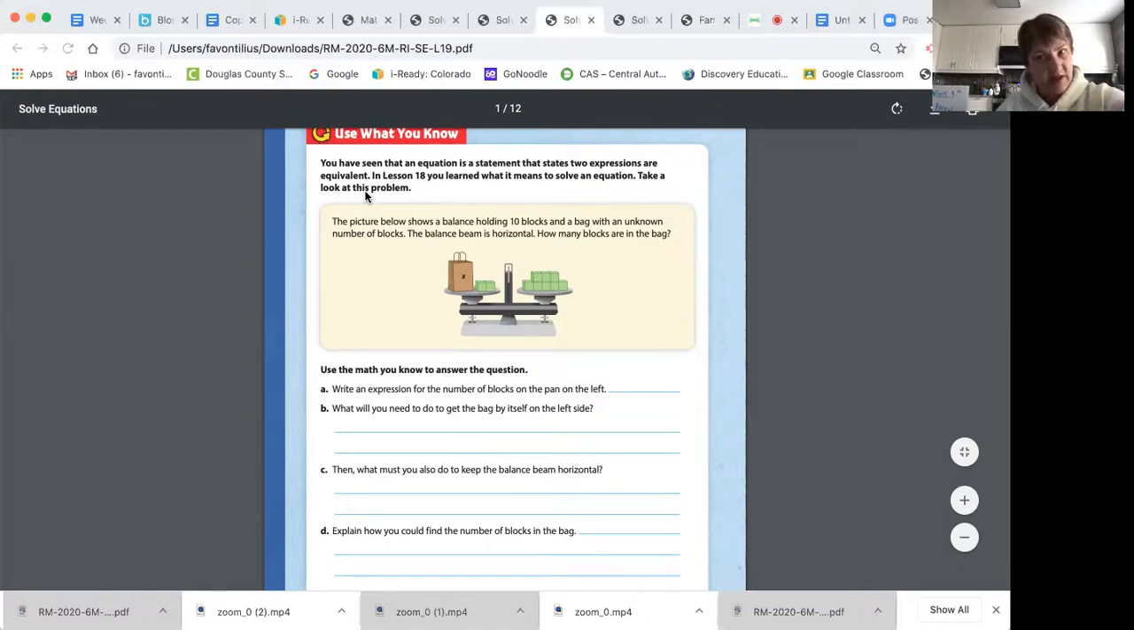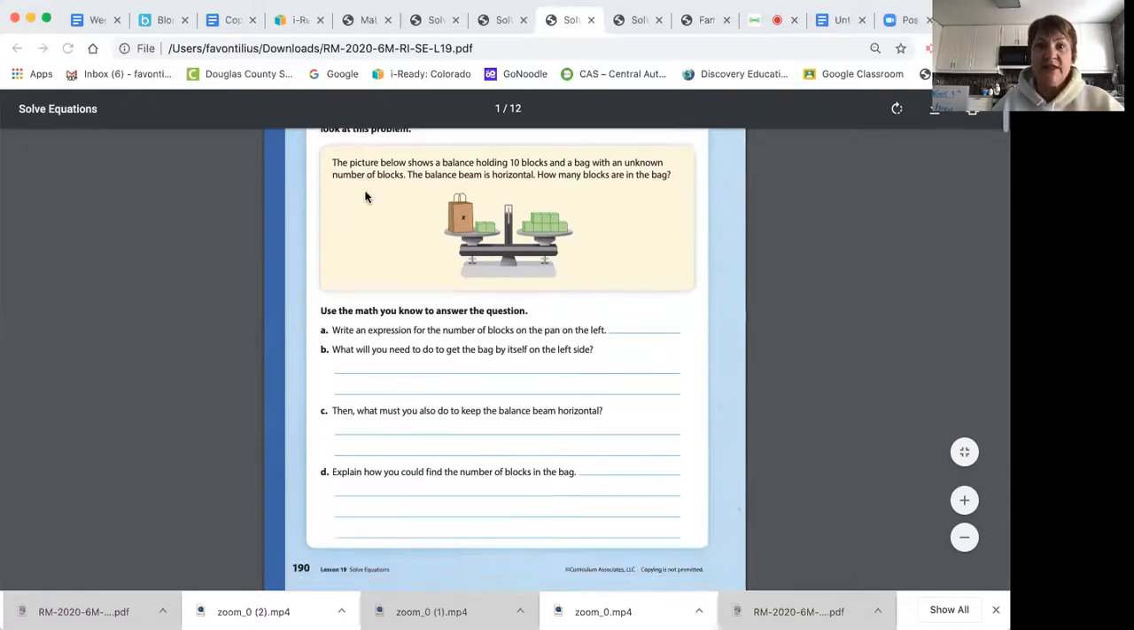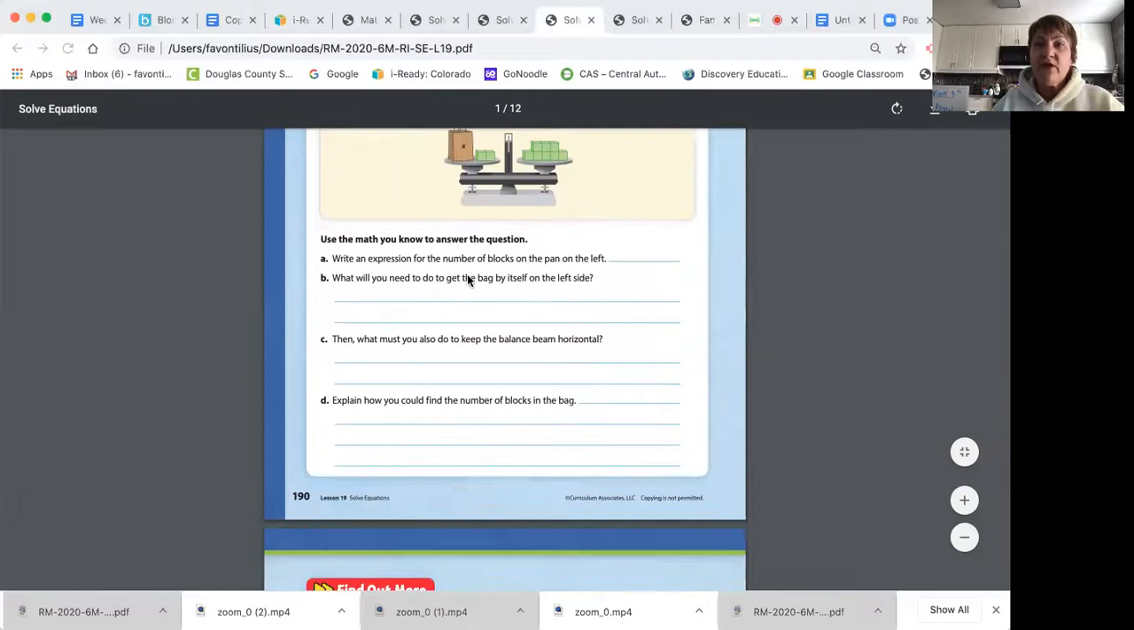So you might be really good at this based on how much you've been doing on the Boom Cards solving these equations. It says, use the math you know to start to answer the question. So I would like you guys to write down the answers in your instruction book. I'll give it a few seconds for you to think, and if you want to pause before I say anything, go for it.